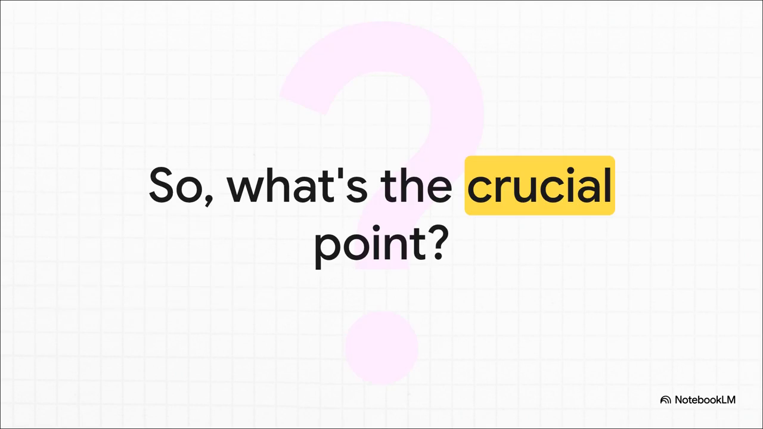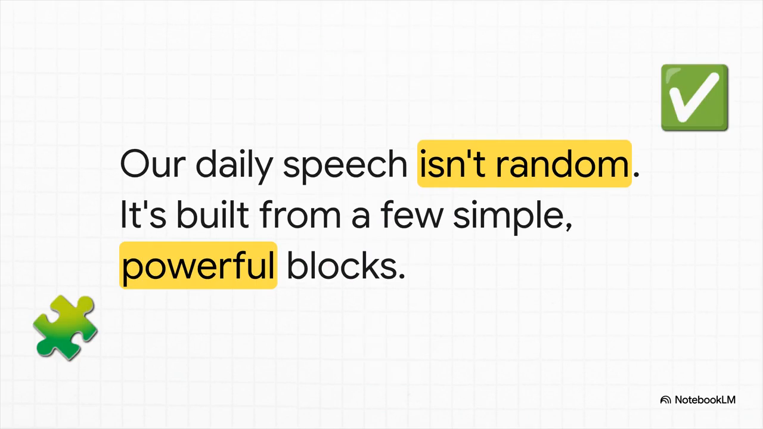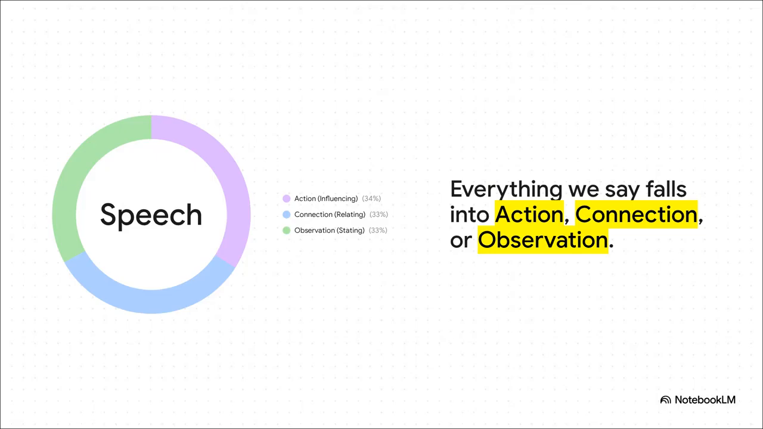So we've looked at action, connection, and observation. Three totally distinct categories that we pulled out of what looked like a random mess. So what does it all add up to? What's the big takeaway? And this is it. This is the key idea. You see, real fluency and effective communication aren't about memorizing an infinite number of sentences. No way. It's about mastering the function of these core building blocks and knowing which one to use at exactly the right time.